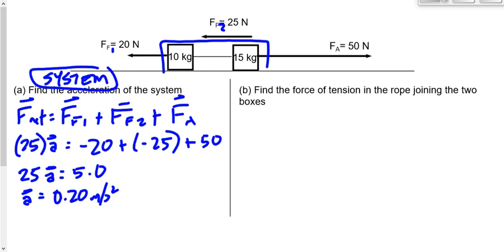But when you're looking for that internal force, that force of tension in the rope that joins the two masses together, or that coupling force that joins the two train cars together, now we have to analyze an individual object within the system.